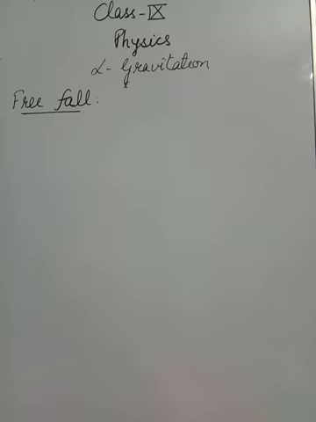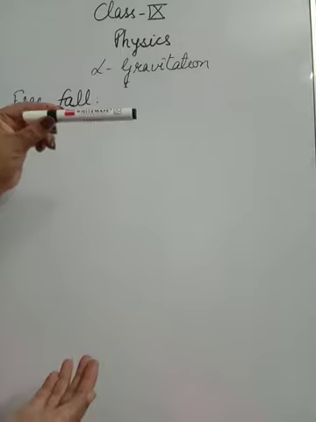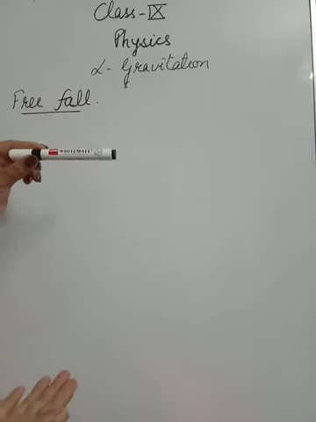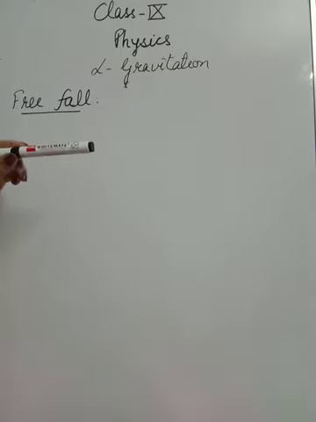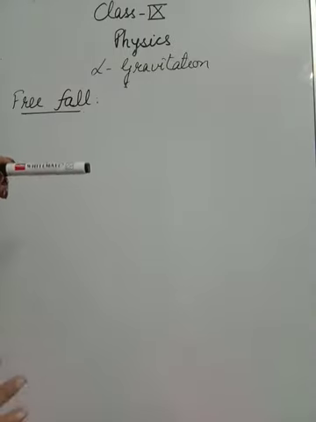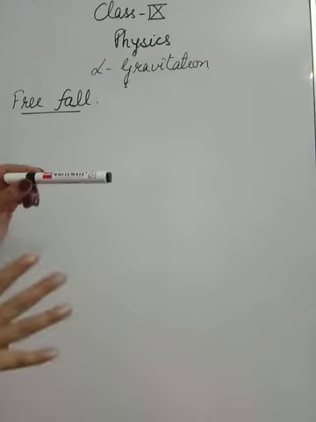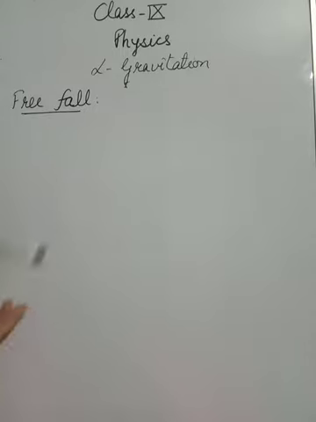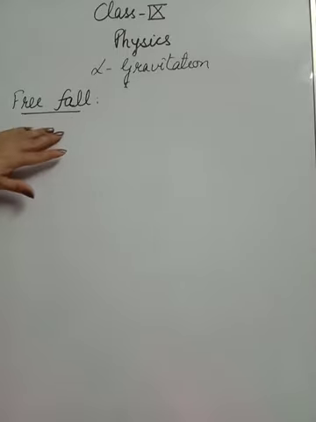So first we should understand what is the meaning of free fall. Whenever any object is allowed to fall freely from a height under the action of gravity, that situation is called free fall. No other force interferes, the object falls only under the influence of the gravitational force of earth or of a particular planet. That kind of fall is called free fall.